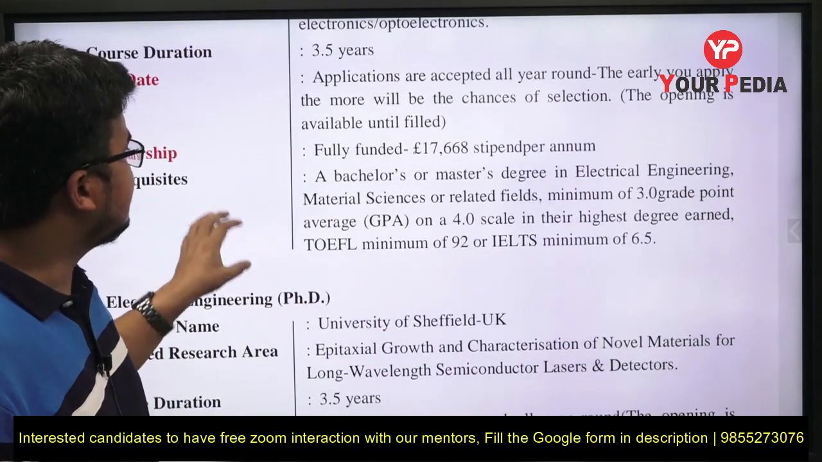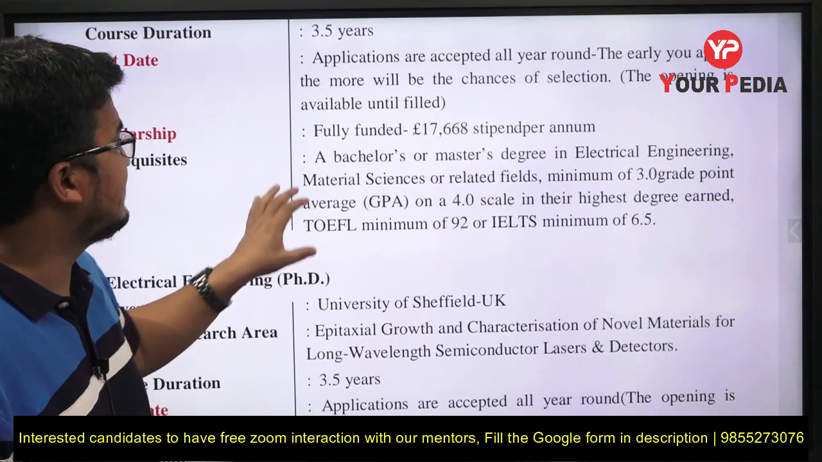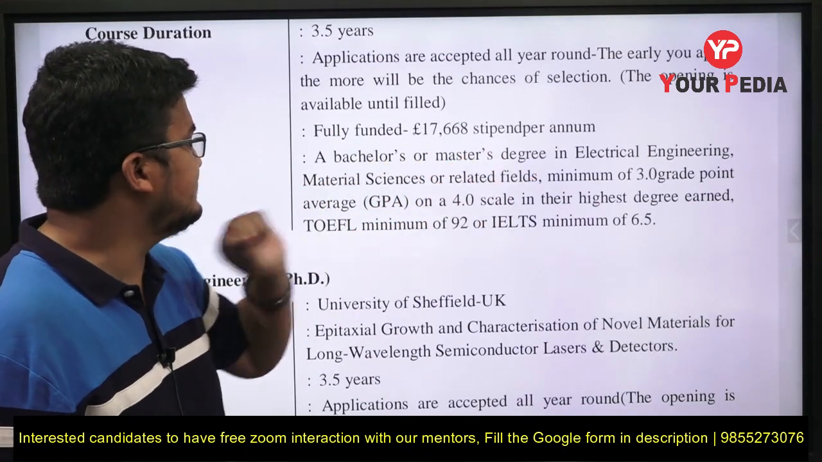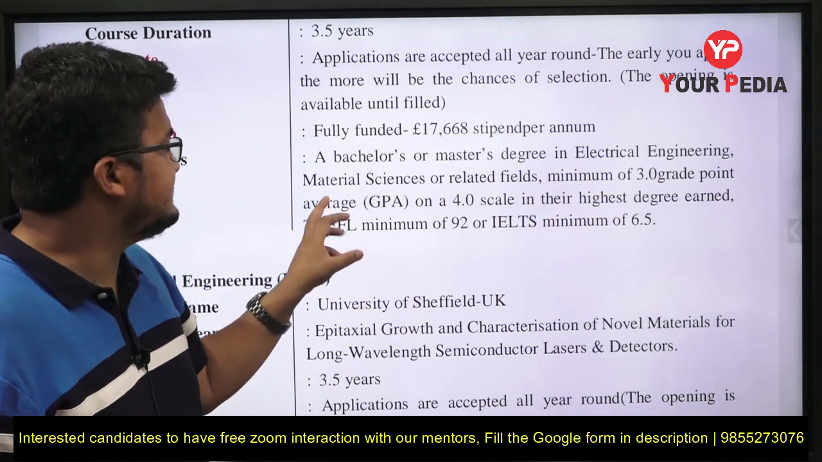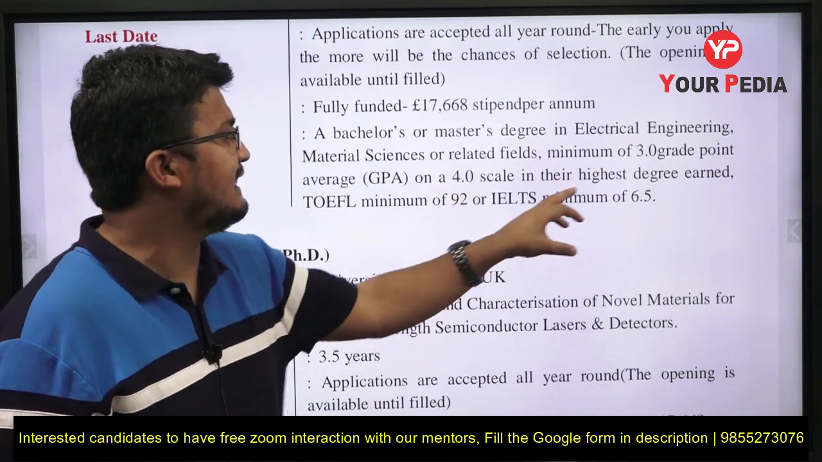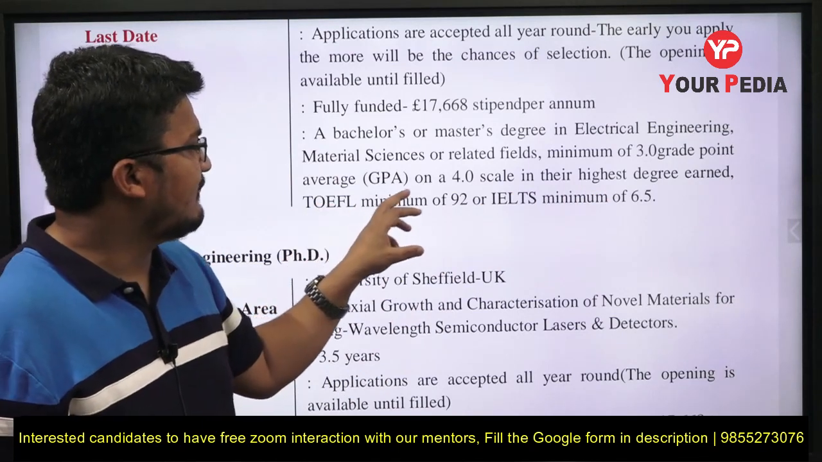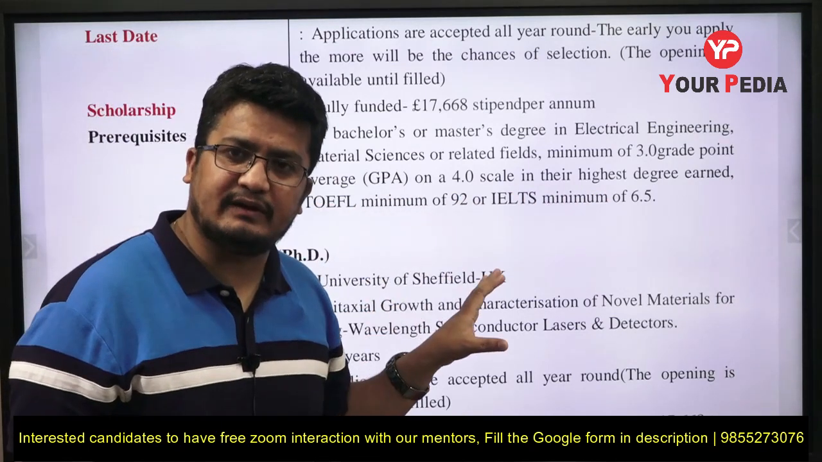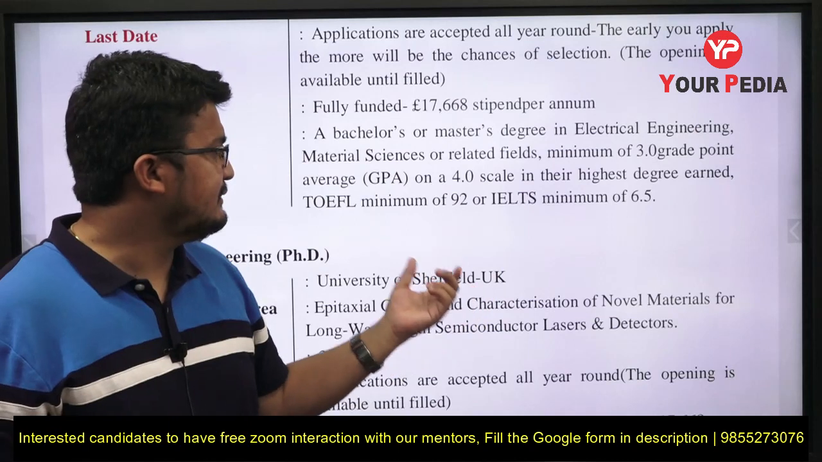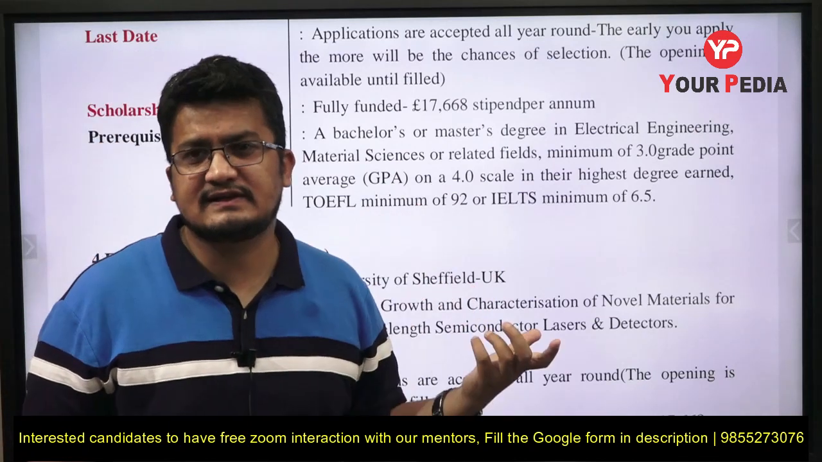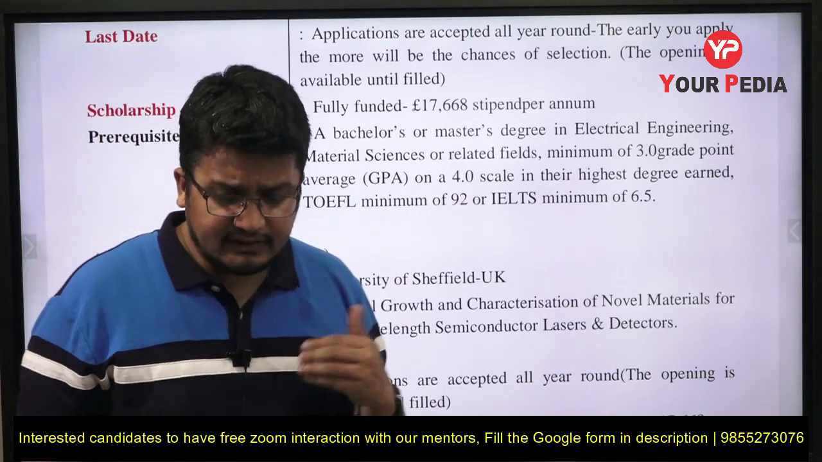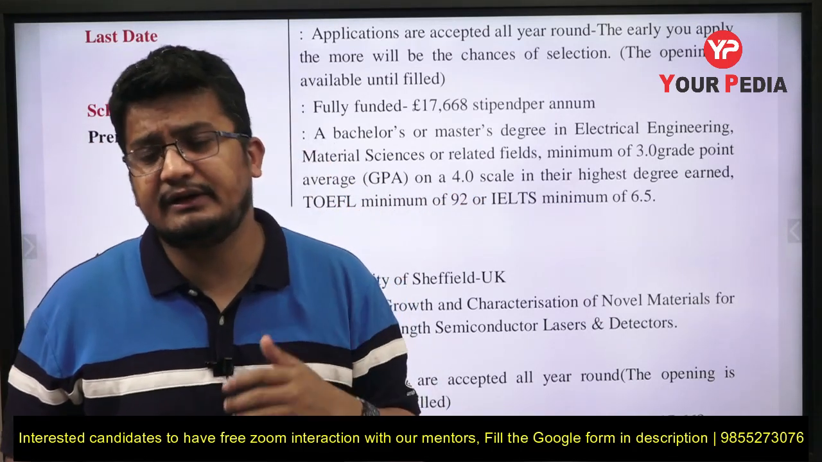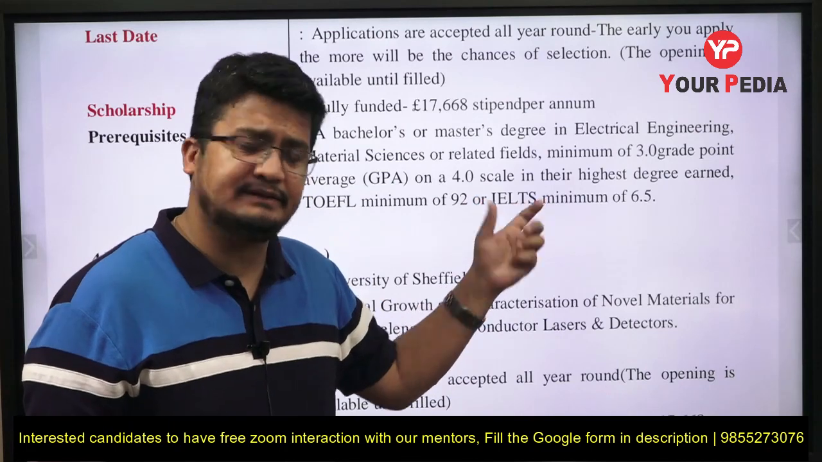What are the prerequisites? It's a fully funded position. The prerequisites are a bachelor's or master's degree in electrical engineering, material science or a related field, with a minimum of 3.0 grade points. GPA is asked on a 4 scale in their highest degree earned. TOEFL minimum of 92 or IELTS minimum of 6.5. Either you need to have the IELTS or the TOEFL for the English proficiency exam, and apart from that they have a GPA requirement on a 4 scale. Obviously in our country you have the CGPA, but you can convert that into GPA. You can see where your GPA lies, right?